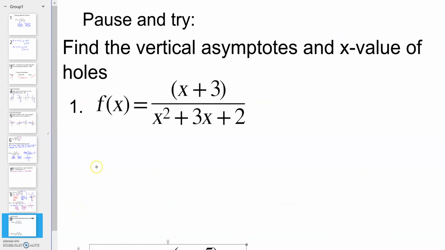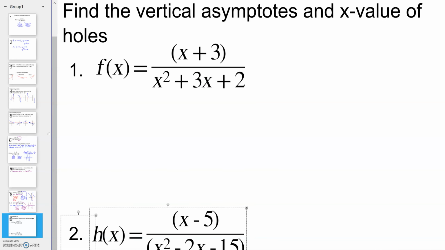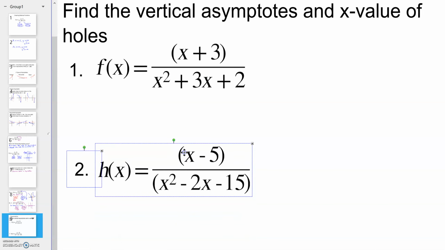So here's one. If you want to pause it and try it, I'll give you a hint though. On the bottom, we need to factor it before I can find out what makes it 0. Here's a second example. If you want to try these 2, go ahead and pause. See if you can factor the bottom and figure out where there are vertical asymptotes and where there are holes. So I'm going to pause right now. And assuming you guys have done this, I'm going to work these 2 out for you.